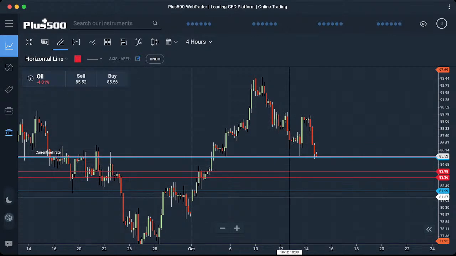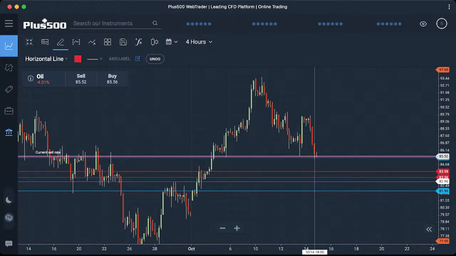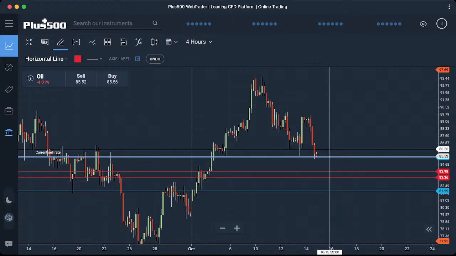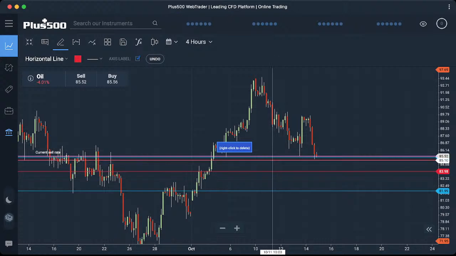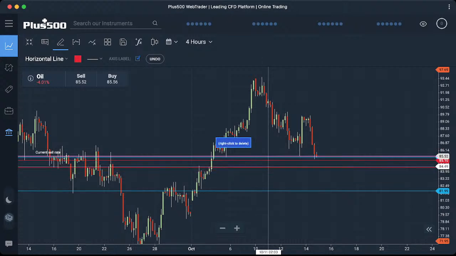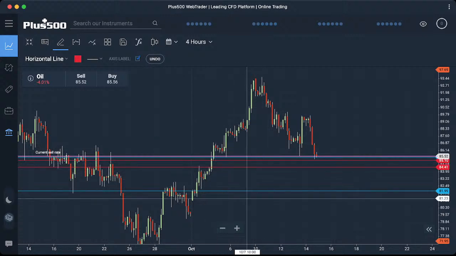Because the wicks are not important, the main important thing is the body. But of course, the wick also should not manipulate the low of this red line. Okay, so another line which I want to emphasize here is this line, and you can see actually there is a fair value gap in the 4-hour chart here. You can see between this candle low and this candle high.